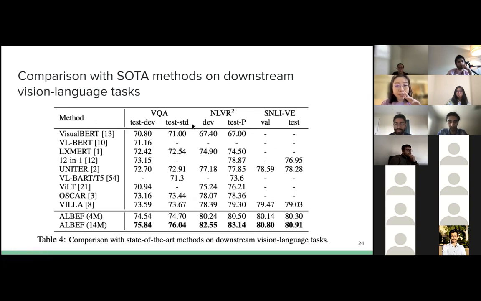And then last but not least, here is some comparison with state-of-the-art methods on other downstream language tasks, such as VQA and NLVR. And we can see that it's able to beat a lot of the popular models. So I think this shows great potential.